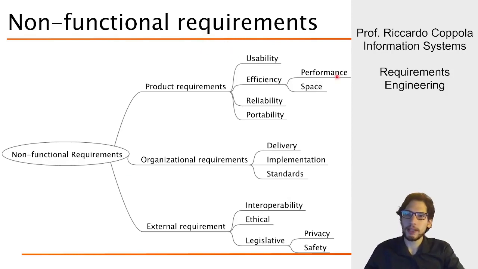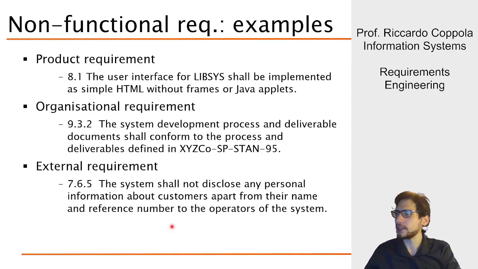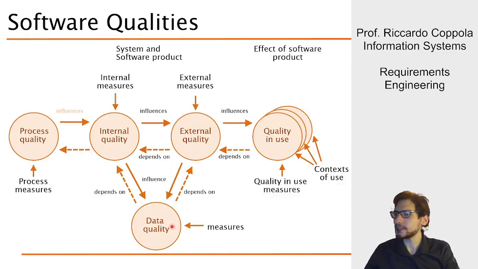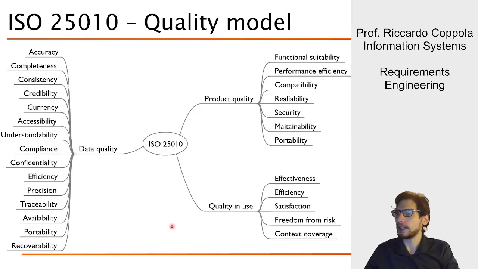So to wrap it up, we can have non-functional requirements that can be divided in three categories: about the product, about the organization, and about what is outside, so external requirements. Among the product requirements, I can look at my ISO quality model, and I can see all these infinite lists of categories of non-functional requirements and qualities of my system.